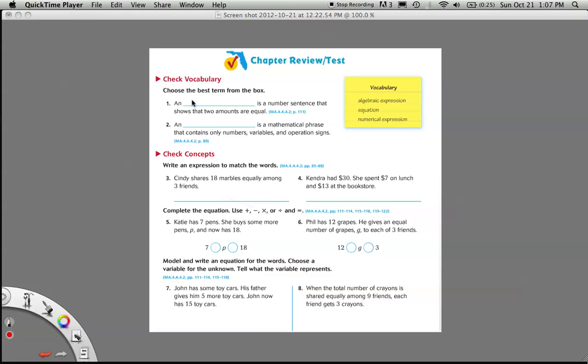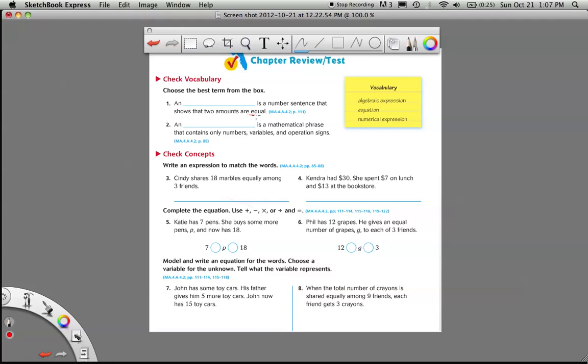So starting off with number 1, a blank is a number sentence that shows that two amounts are equal. Your keyword here is equal. Anytime you have an equal sign in the math sentence, it is an equation. Remember, it's called an expression if it does not have the equal sign.